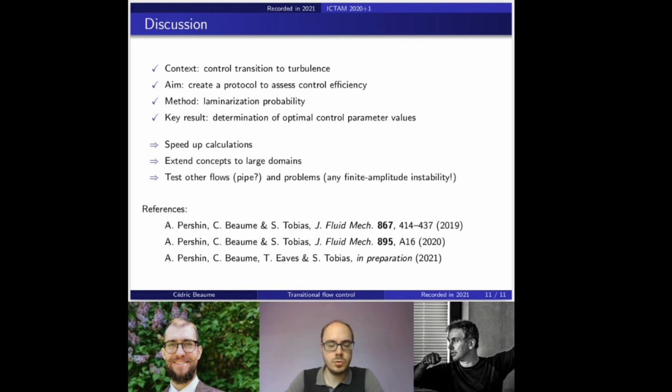What we're working on now is to speed up these calculations. So we have a preprint at the moment on the use of Bayesian inference to try and reduce the number of laminar perturbations that we're considering. But we're also trying to work towards the extension of these concepts to larger domain sizes, but also to test other flows and other problems which are not necessarily related to hydrodynamics, because all we're doing here is characterizing finite amplitude instabilities.